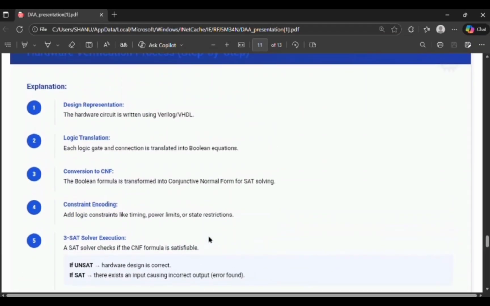Verification process. Now let us see the hardware verification process step by step. First step, design representation. The hardware is written in Verilog or VHDL.